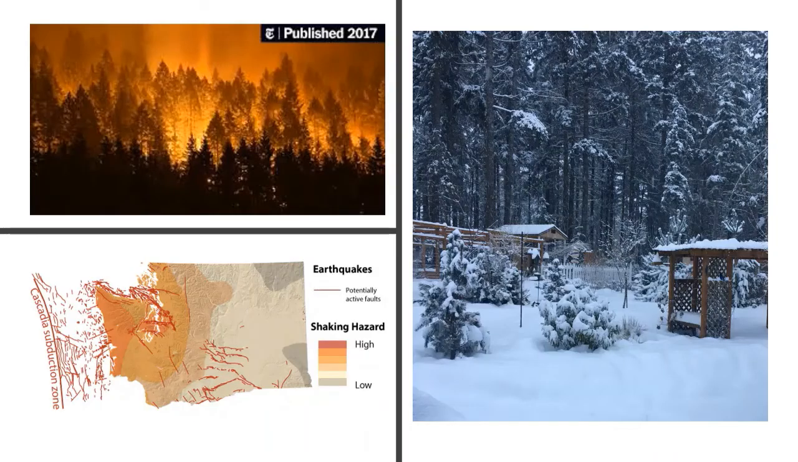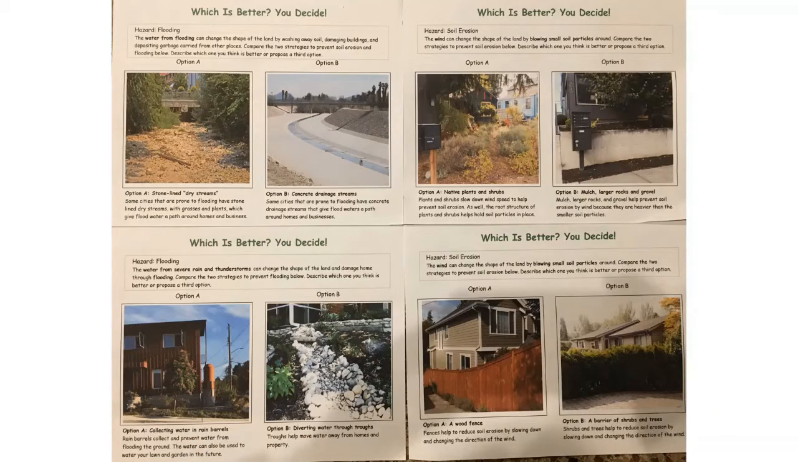In the next activity, students explored the types of natural disasters and hazards of our area, with the goal of understanding the design criteria for their green building. They had to gather information about Earth processes that occur quickly, such as earthquakes and forest fires, or slowly, like wind and water erosion. This led to Which Is Better?